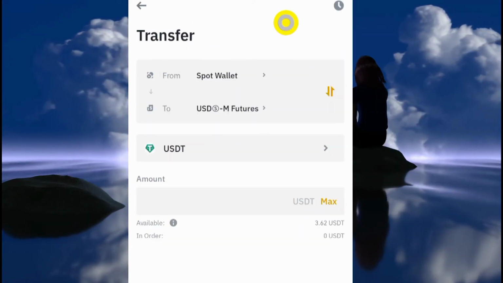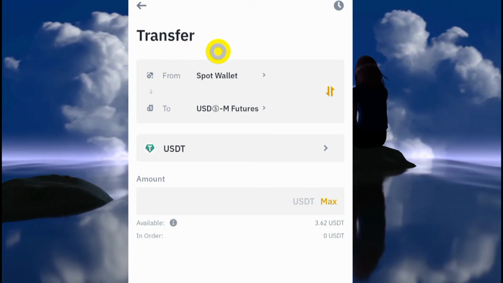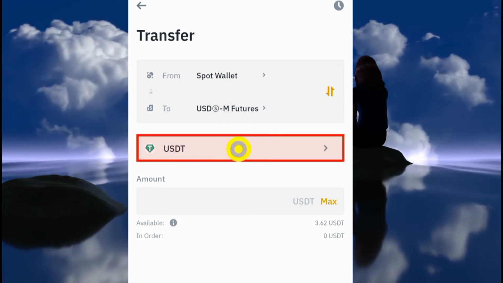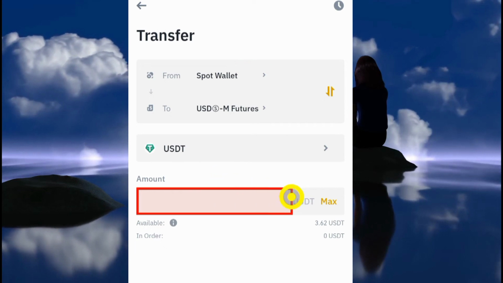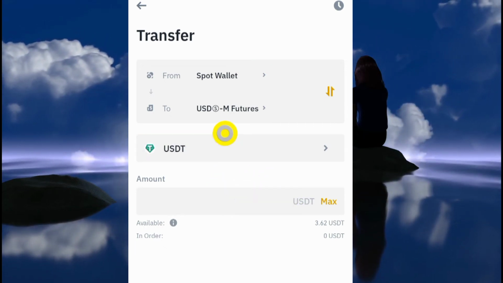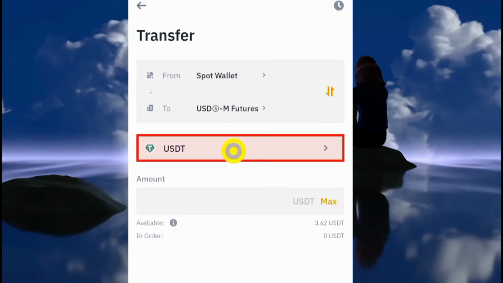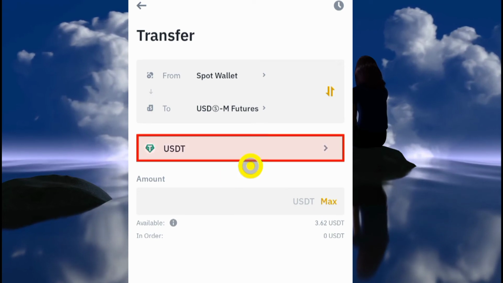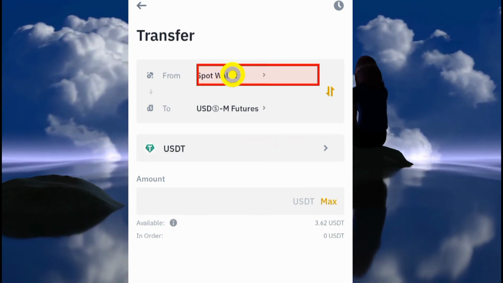Now the Binance platform has a lot of wallets. They've got the funding wallet, they've got the spot wallet. You need to have your USDT in the right wallet, in the spot wallet, for you to be able to do this transfer successfully. If you don't know how you can do this, make sure you watch the video linked in the description of this video. It's going to show you how you can buy USDT and how you can get that USDT to be in your spot wallet.